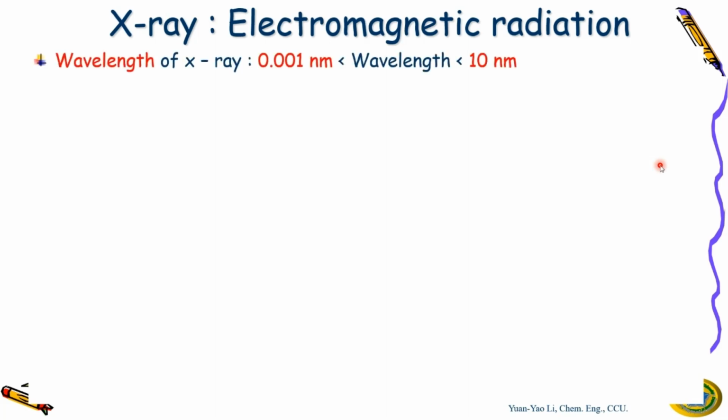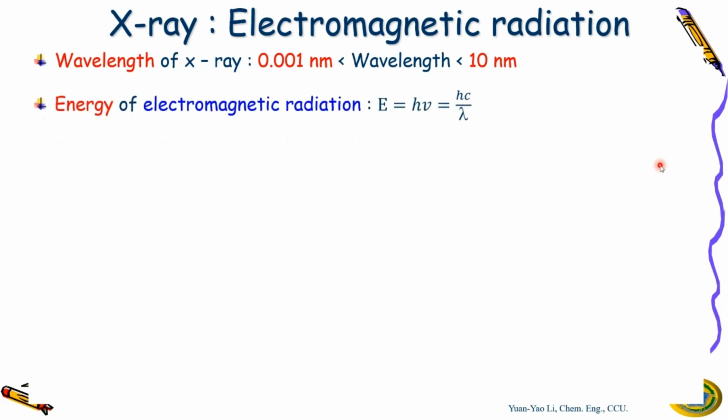So the wavelength of the X-ray is between 0.001 nanometer and 10 nanometer. Normally we always use about 1 angstrom to represent X-ray, but X-ray is a huge range, from 0.001 nanometer to 10 nanometer. So the energy of the X-ray is very high.